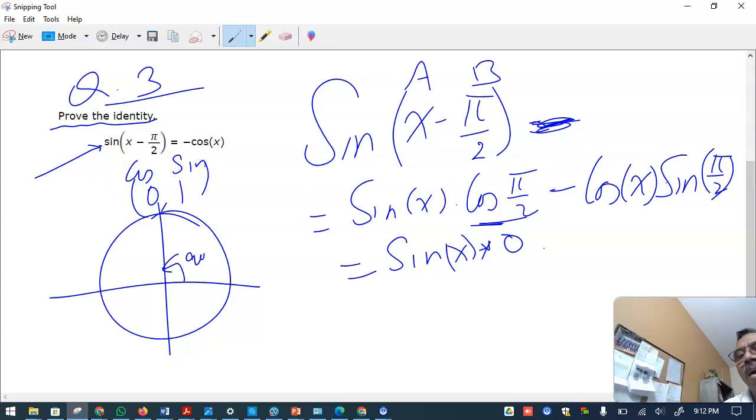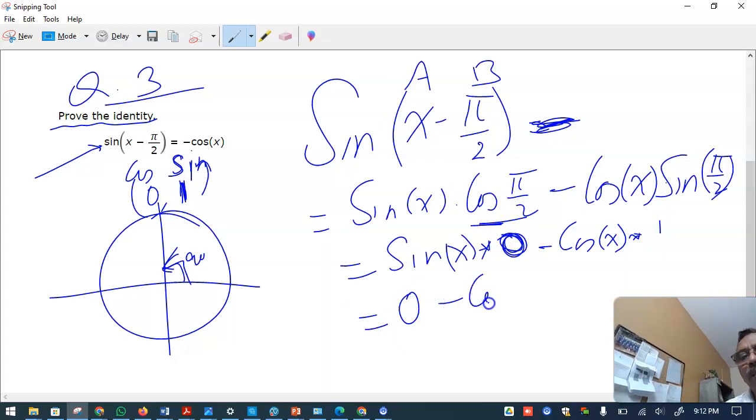So cosine 90 is 0, and sine 90 is 1. Here, sine of 90 degrees is 1. So your final answer is, anything times 0 is 0. The final answer is cosine of x, and you're done.